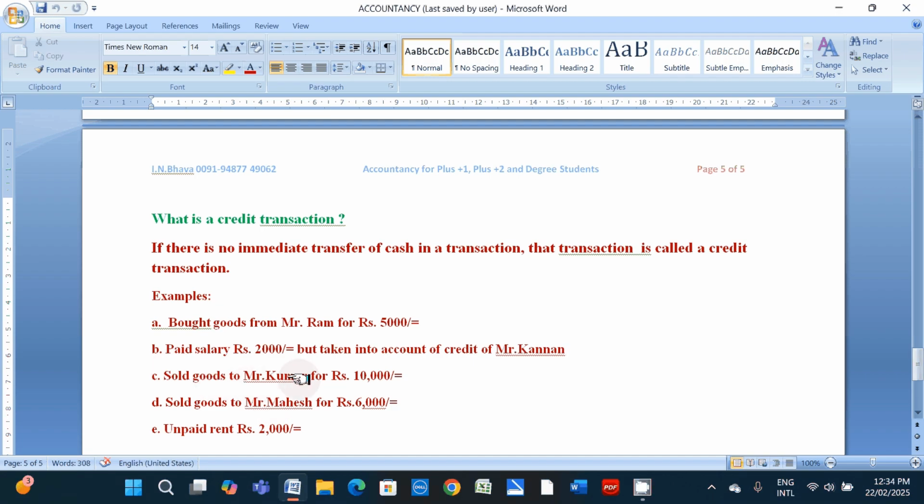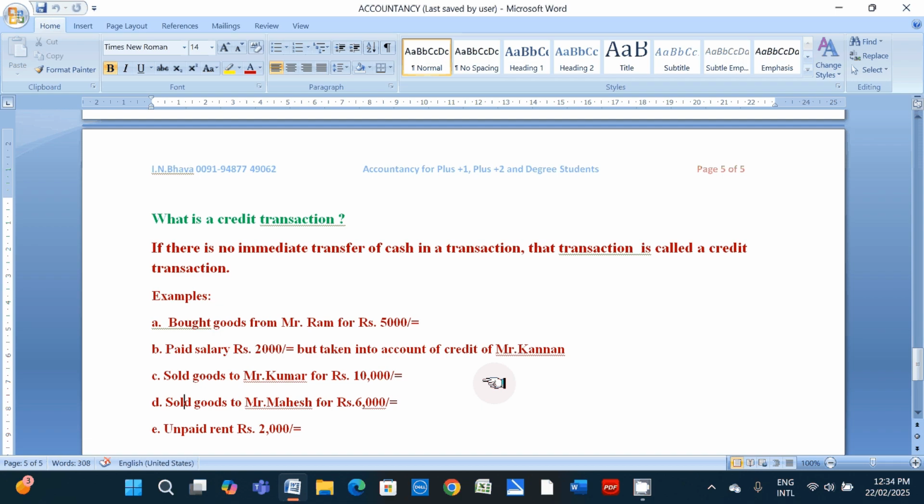Sold goods to Mr. Kumar for rupees 10,000. This is called a credit transaction. Why is it a credit transaction? Here it is not mentioned as cash, so it is called a credit transaction. Another one: sold goods to Mr. Mahesh, 6,000. Another one also the same, so it is a credit transaction.